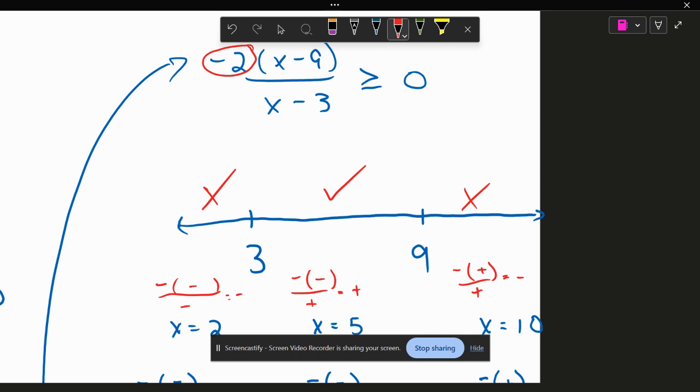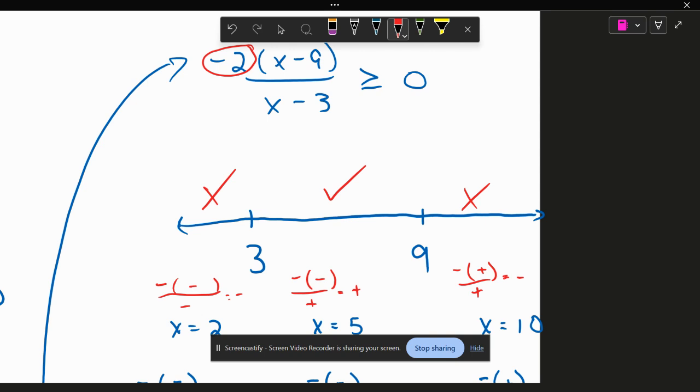Does that make sense? You can do it if you want to. Like, you can plug the numbers in and get a specific number. You can plug in 10 and get negative 2 times 1 over 7. It's going to give you the same result. It's going to give you a negative number, which can't be greater than or equal to 0 in this case.